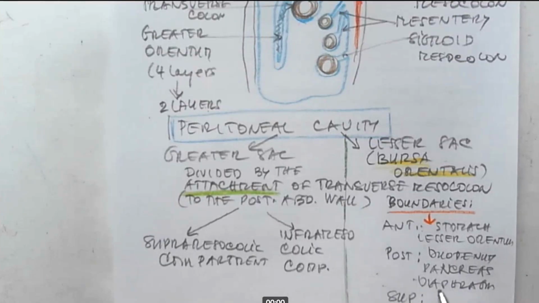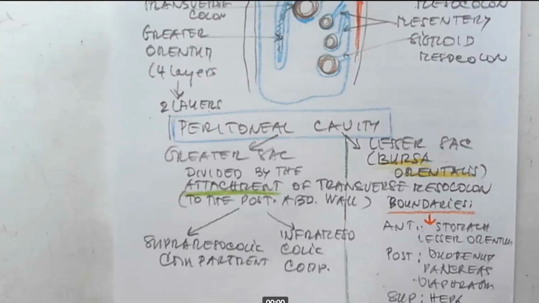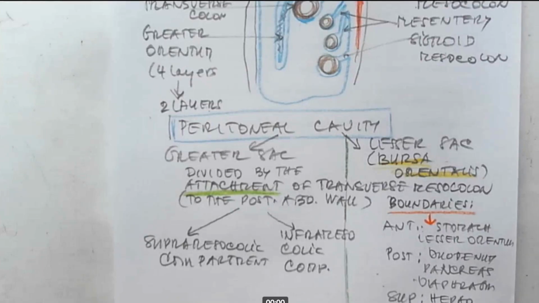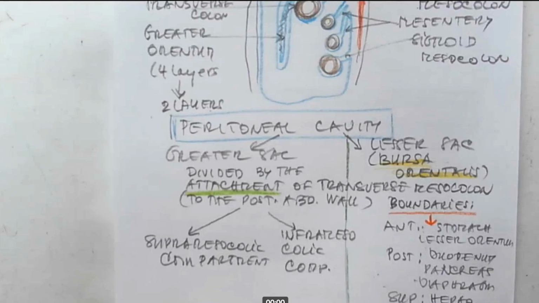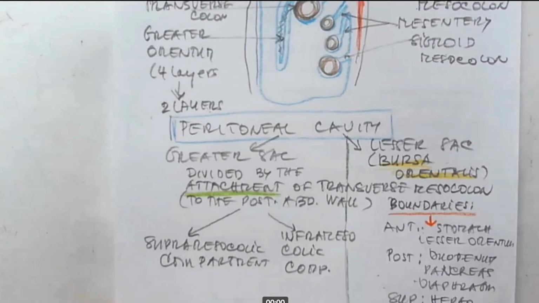Superiorly, logically, only liver, hepar. Inferiorly, caudally, yes, hepar; inferiorly, no, transverse mesocolon. So this is seen on the diagram, mesocolon, that's it. So we know the boundaries. We fully understand that this space has some recesses.